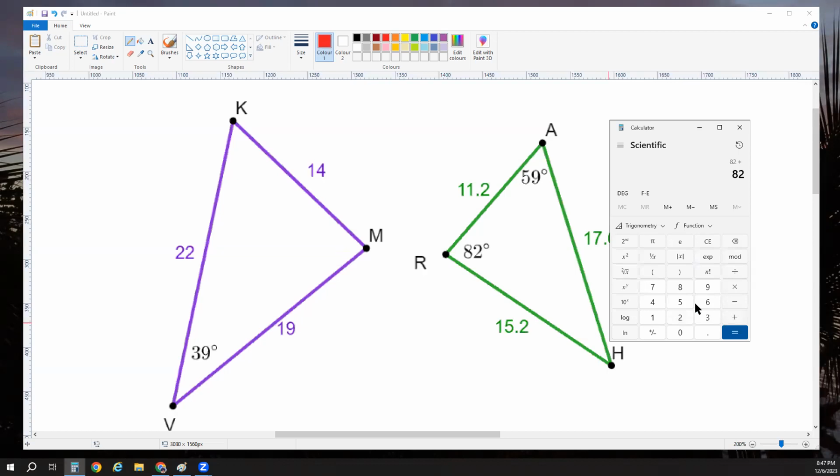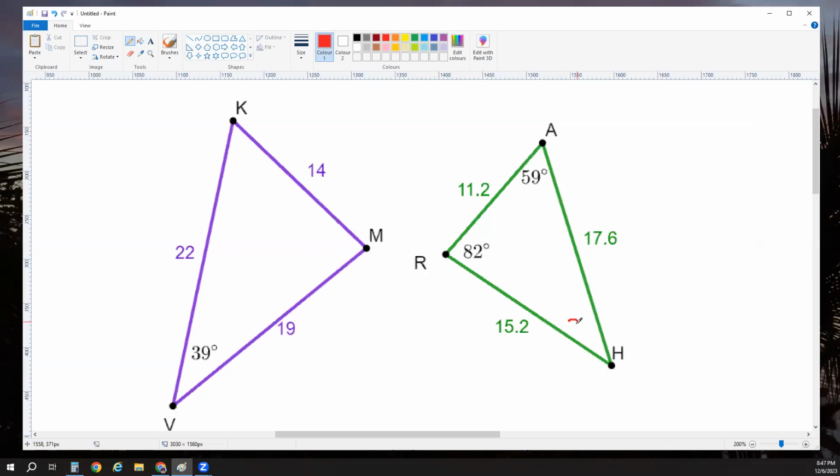82 plus 59 is 141. If I subtract that from 180, right, my leftover angle is 39 degrees, right? So that means that this angle is 39 degrees.